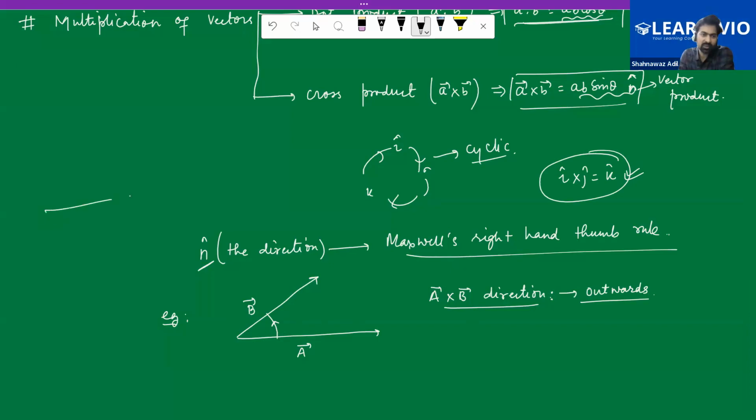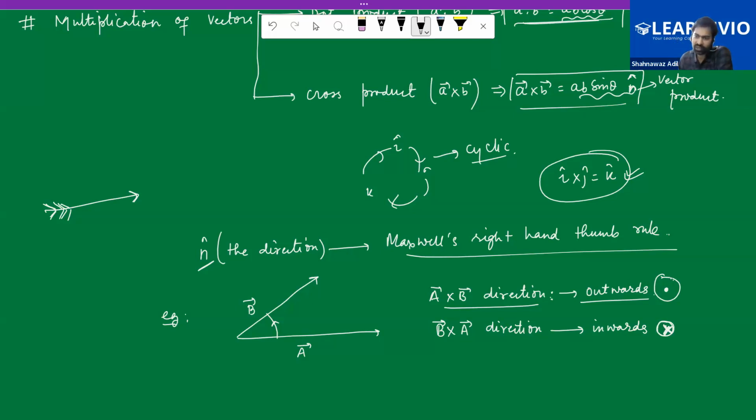So if you look at an arrow, this is the arrow, this is the head and this is the tail. If the arrow is coming at you, you will see the pointed thing, right? You will see the arrow as a pointed object. But let's say the arrow is going away from you. So let's say you are finding out what is B cross A direction. What would be that? Just use the idea of Maxwell's right hand thumb rule. Inwards, absolutely correct. So this would be inwards. And if you look at the arrow which is going away from you, you will see the tail. So you will see this kind of structure, right? This is the tail of the arrow that you will see.